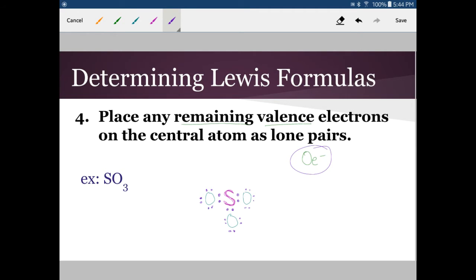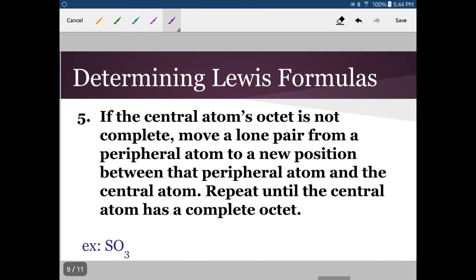This says, if the central atom's octet is not complete, we move a lone pair from the peripheral atom to a new position between the peripheral atom and the central atom. Repeat that until the central atom has a complete octet. So again, let's draw that out, with my oxygens surrounding it. I have electrons around all my oxygens.